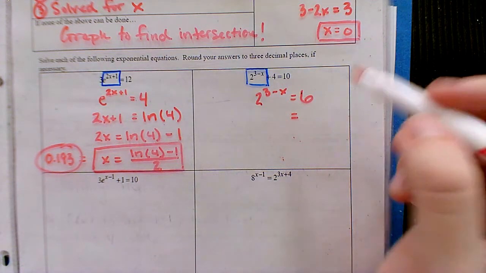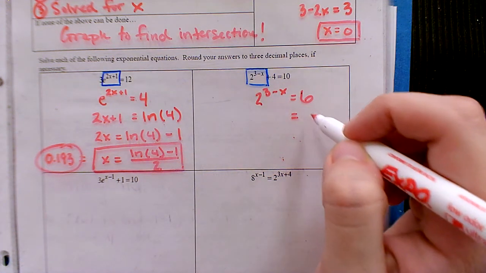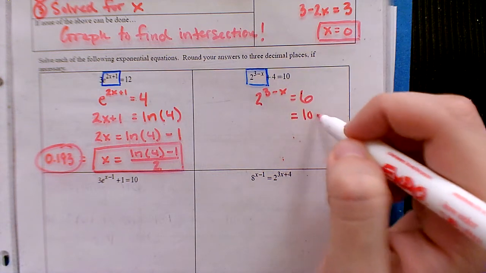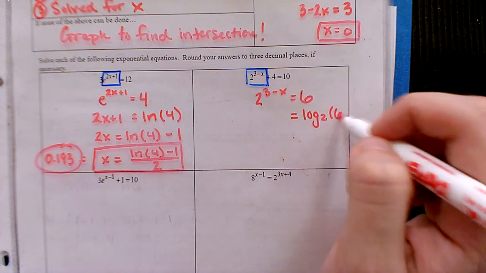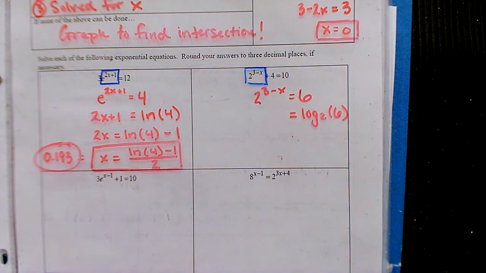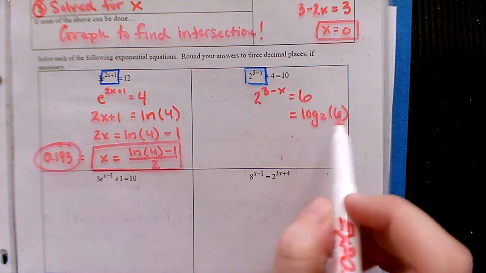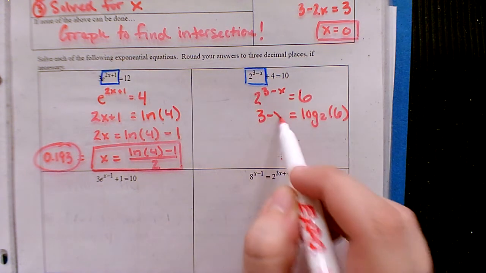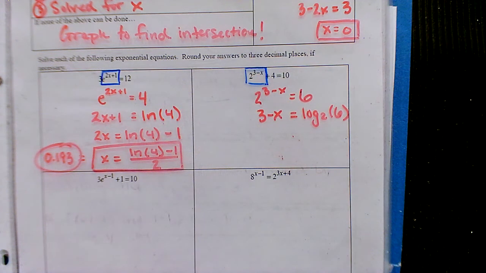Go ahead, Kyle. Log base 2 of 6. Perfect. If you move a base, it becomes a log, specifically with that same base number. So log base 2 of 6, and then we're left with 3 minus x on the left-hand side.